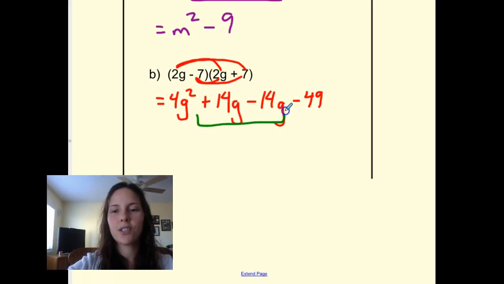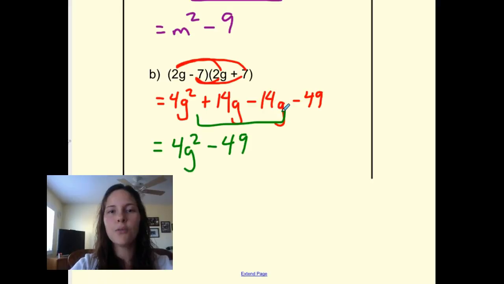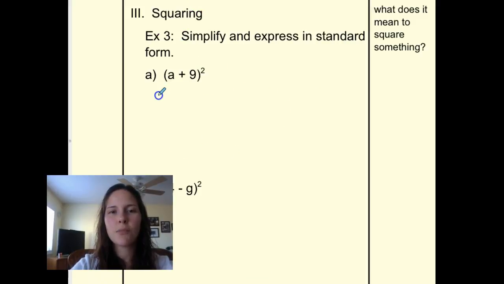Again, I have like terms on this one. Notice how they are the same, but opposites, just like the two binomials that we multiplied in the first place. So they are going to cancel again, and I get 4g squared minus 49. When you multiply conjugates, you will always get two like terms that are the same but opposite, and they should cancel. Our last set of special products is squaring a binomial.